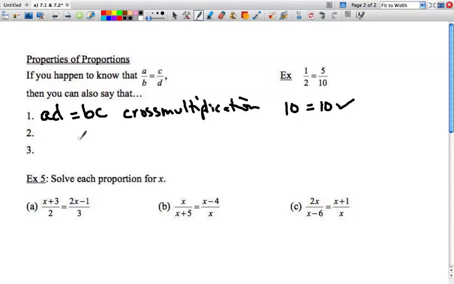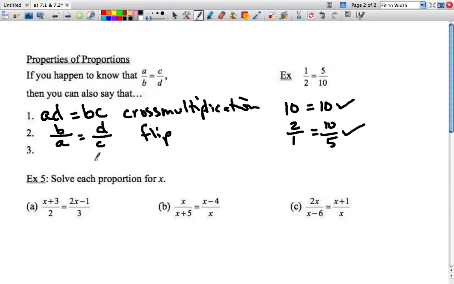The other thing that you can do in proportions is you can flip them. In other words, b over a equals d over c. Again, this is all in your textbook, the first part of Chapter 7, if you want to refer to Chapter 7.1 and 7.2. Let's flip it and look at it. 2 over 1 equals 10 over 5. Well, that looks pretty good. We'll call this the flip.